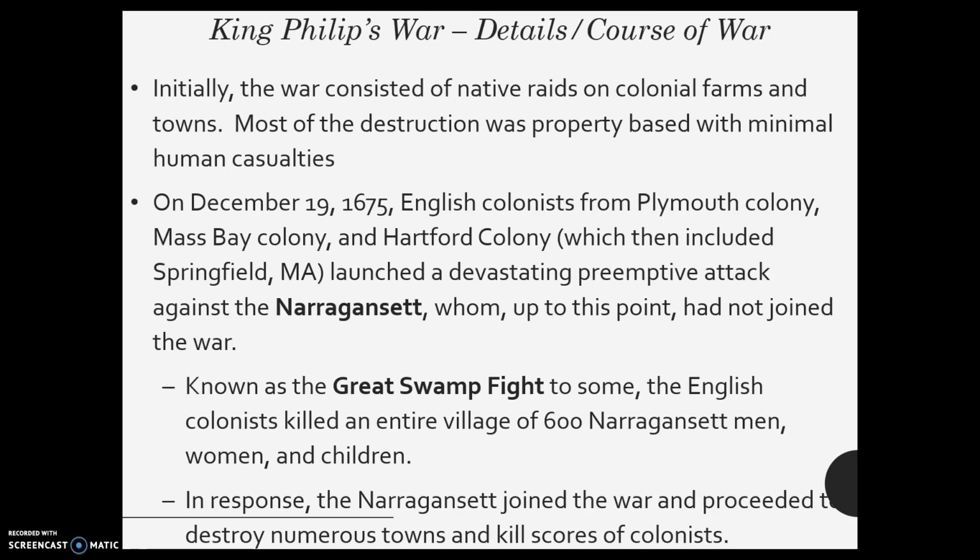So details, course of the war, you can see all this, but initially it was just native raids on farms and towns. Most of the damage was property-based. Some human casualties, but mostly they were looking to destroy property.